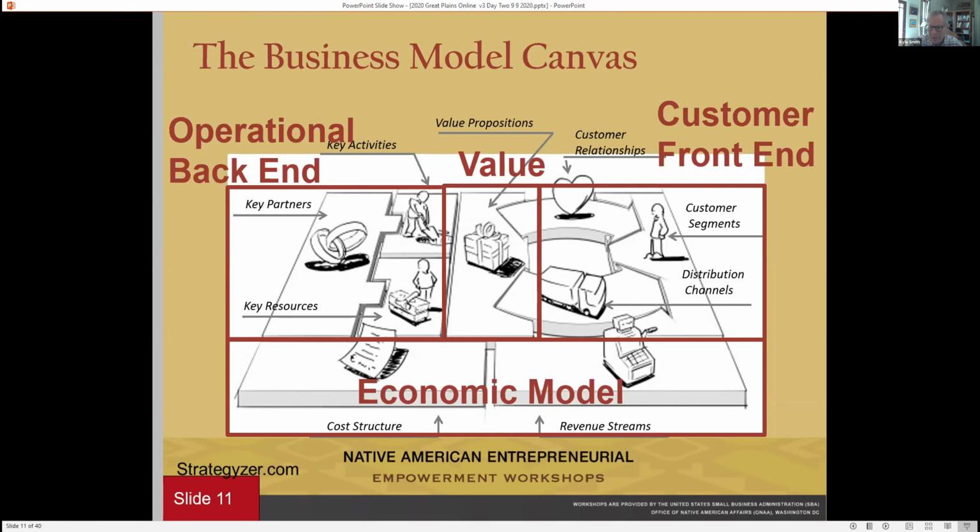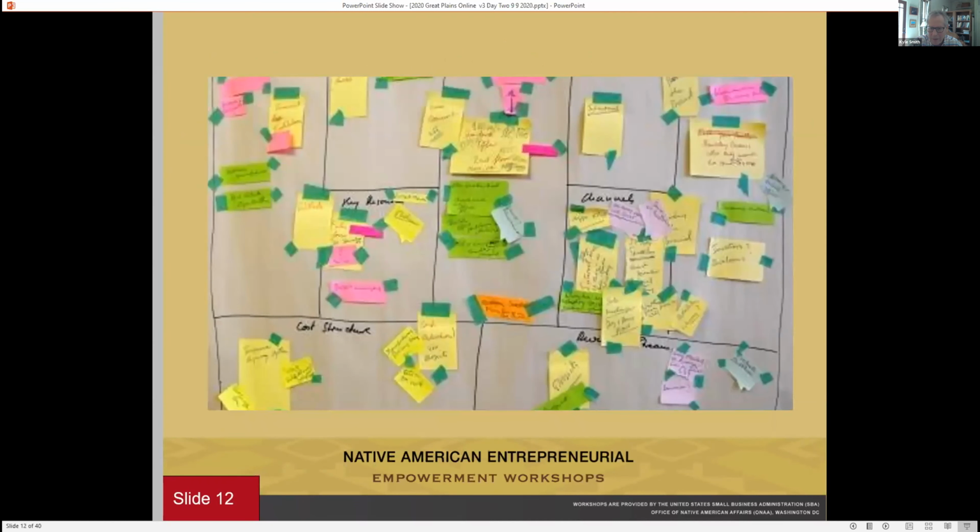Has anybody worked in a restaurant before? Does everybody remember what role they had? Were they in the front end working with the customers or in the back cooking? So this is what we try to understand. Where's the front end? Where's the back end? Where's the value in the economic model? And here's an example of what it could look like.